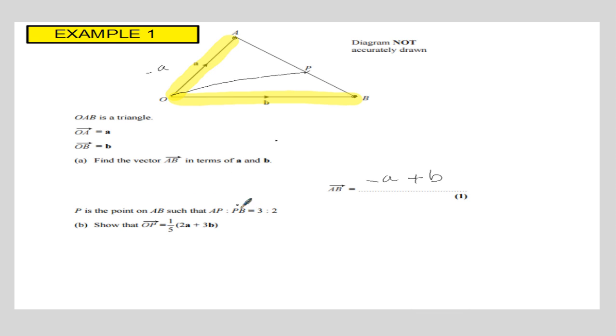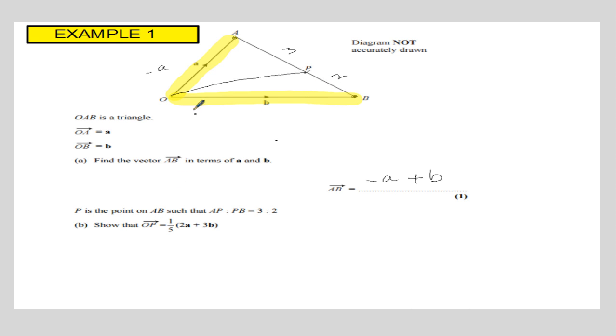We're given this information that's crucial. AP is in the ratio to PB of 3 to 2. So this is 3 parts and this is 2 parts. So the ratio is crucial to be able to work out the final part of this journey.